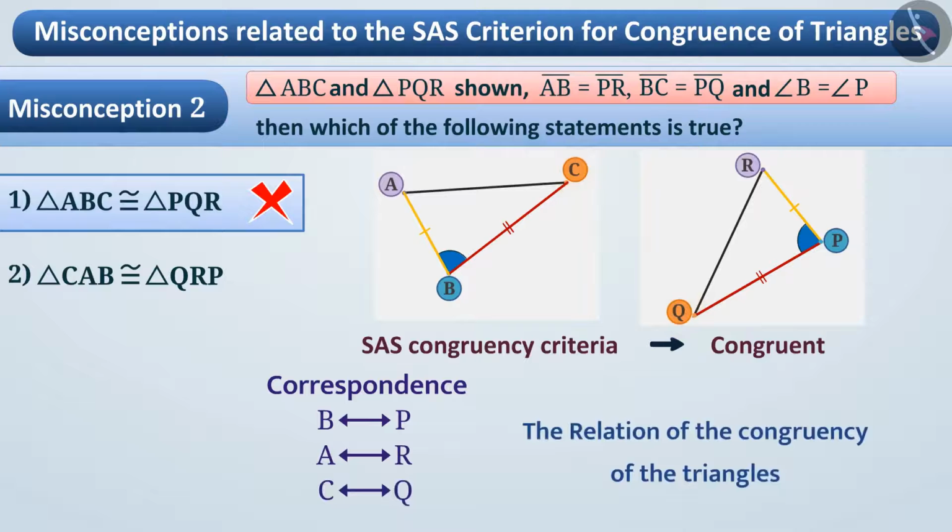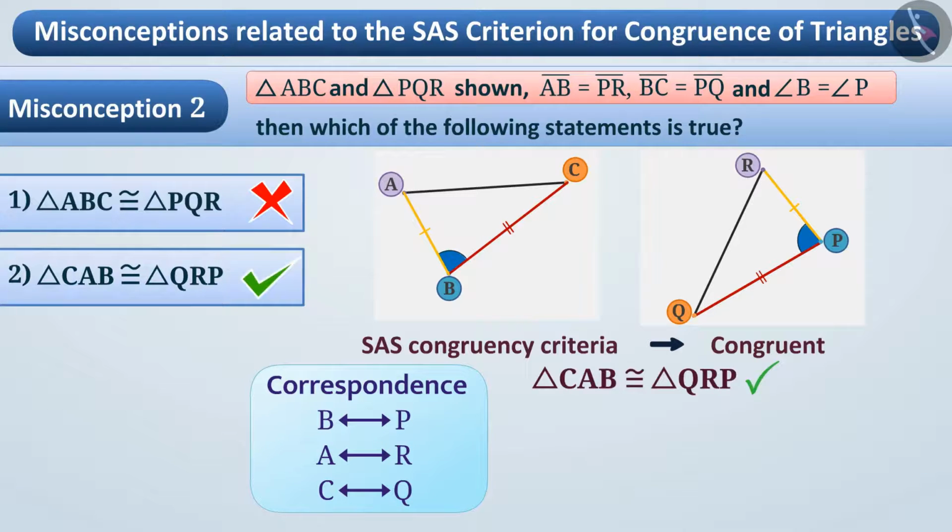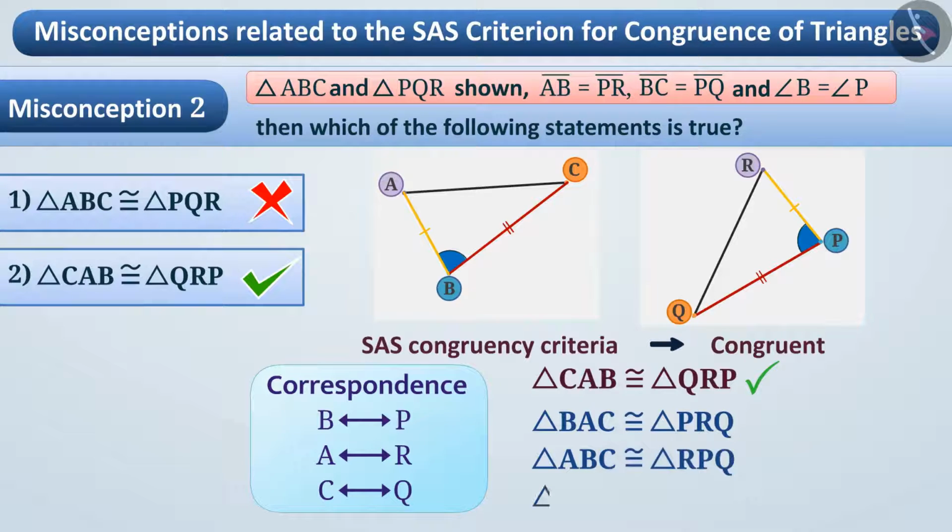The relation of the congruency of the triangles is indicated by taking the correspondence into consideration. Like here, we can write triangle CAB is congruent to triangle QRP, so the correct answer here is option 2. Keeping in mind the correspondence, we regard the congruency as triangle BAC is congruent to triangle PRQ, triangle ABC is congruent to triangle RPQ, triangle BCA is congruent to triangle PQR, or any other way.